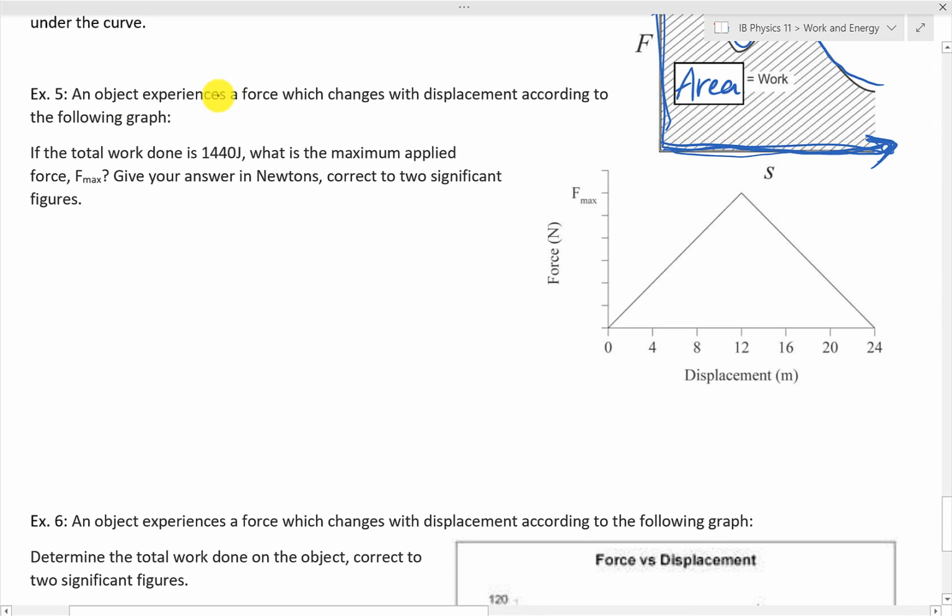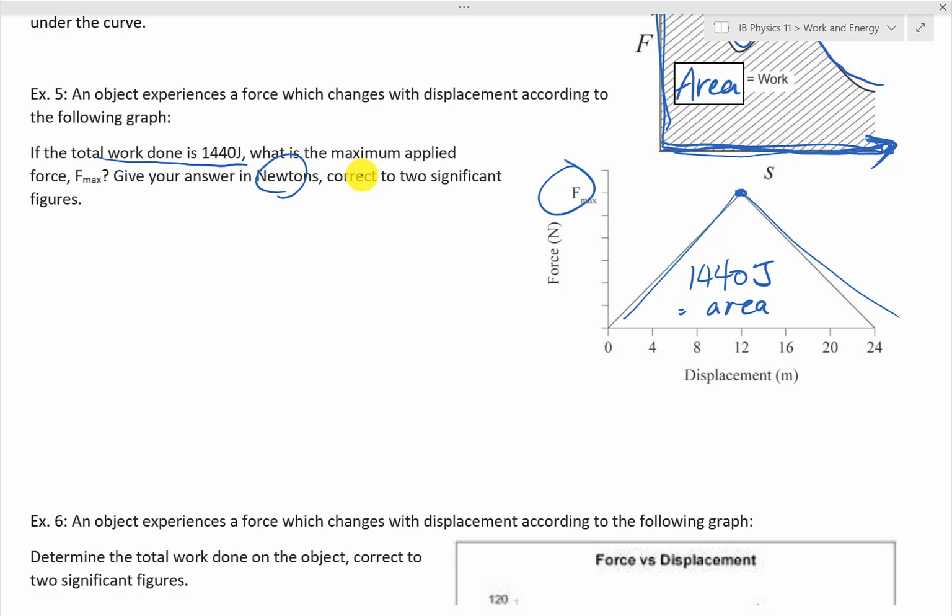Here we have an object. It experiences a force which changes with displacement according to the following graph. The total work done is 1,440 joules. So that's this whole thing underneath this graph right here. What is the maximum applied force? So that's asking for this F max here at the top. We want our answer in newtons corrected to significant figures.